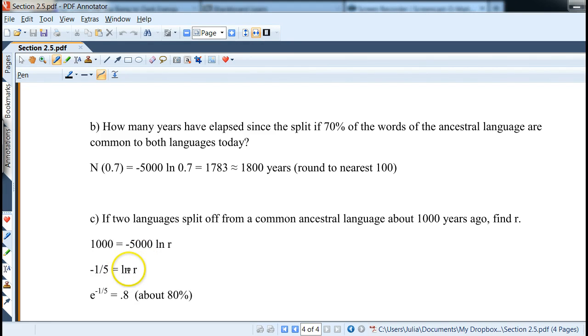Well, the best way, if you have the logarithm, is to translate it back into exponential, and that's how you can find r. So if you remember, the base of ln is e, and the negative 1.5 is the exponent, and it equals r. And so you can put this in your calculator, and you'll get 0.8, which is about 80%. And that's it for this section.